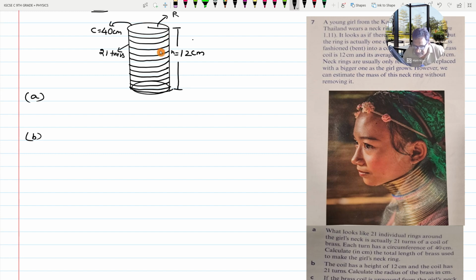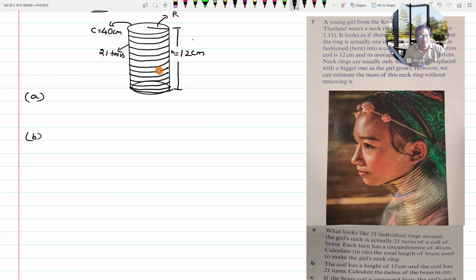The question then says that neck rings are usually only removed to be replaced with a bigger one as the girl grows. As the girl grows, the neck size also increases, and you may need to change that ornament. Otherwise, this ornament is not removed. However, we can estimate the mass of this neck ring without removing it. Somebody is telling you to find the mass of this ornament without removing it. So let us see how we can do it.